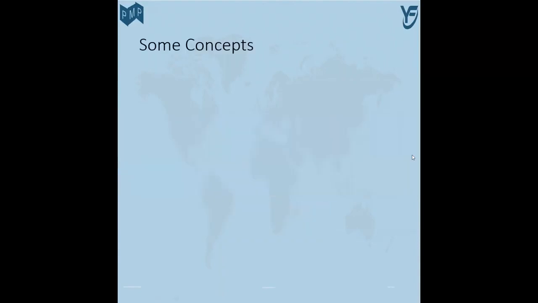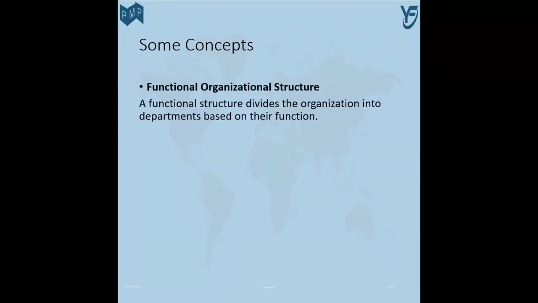So before jumping into the main topic, I really would like to discuss some concepts which are related to the organizational structure types. So the first concept is the functional organizational structure. A functional organizational structure divides the organization into departments based on their function. For example, there is an engineering department, a finance department, and a marketing department. Each is headed by a functional manager and employees are grouped together as per their role.